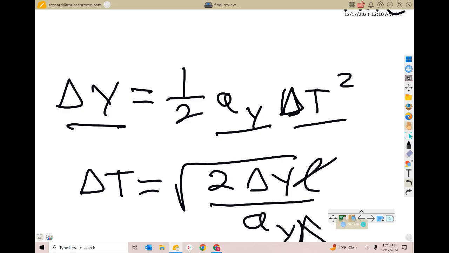So you have the change in y equals 1/2 the acceleration times time squared. What this equation does is it relates three things, and those are the underlines. It relates how far something fell, the acceleration of the fall, and how long it took to fall.